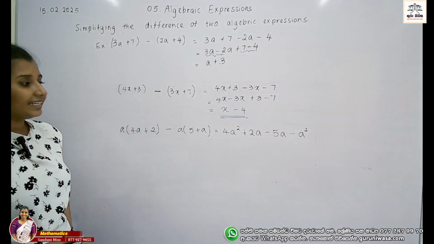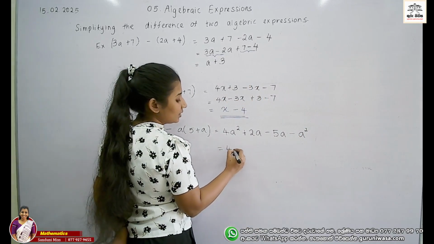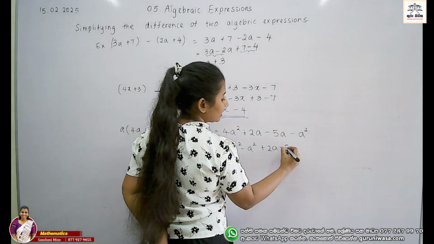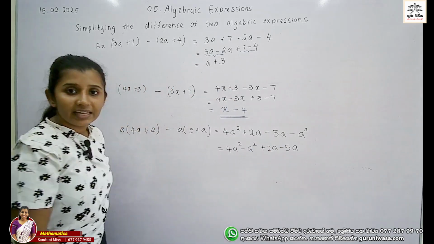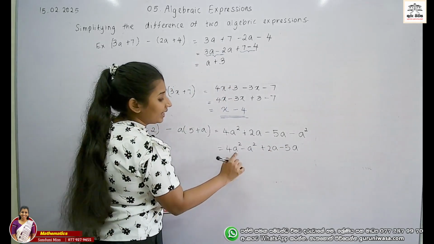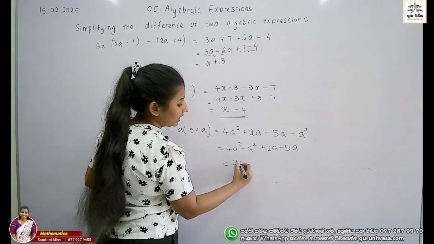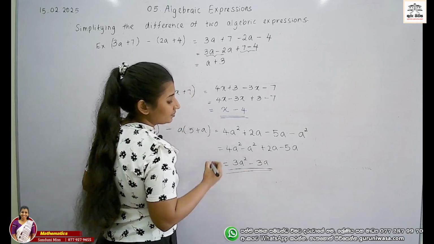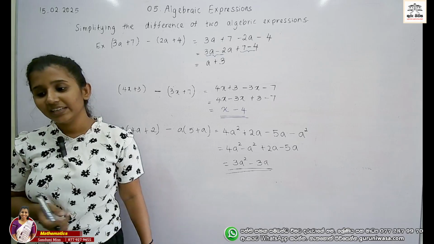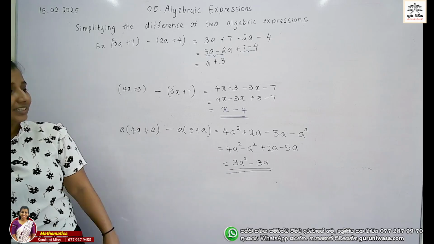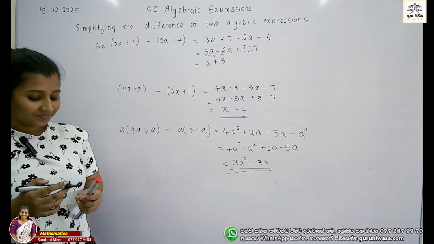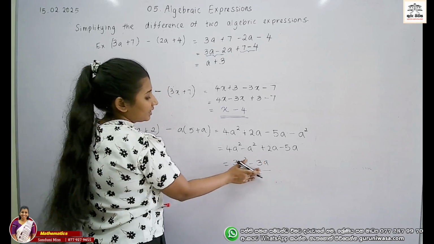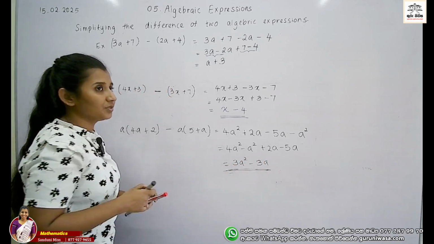Okay. Now we'll take the like terms together. 4a squared minus a squared plus 2a minus 5a. 4a squared minus a squared is 3a squared, minus 3a. This cannot be simplified further. I don't need to keep it like this, no factorization.